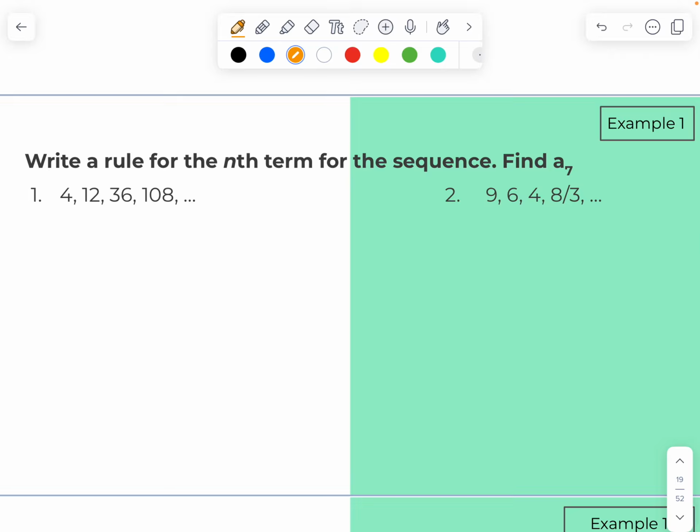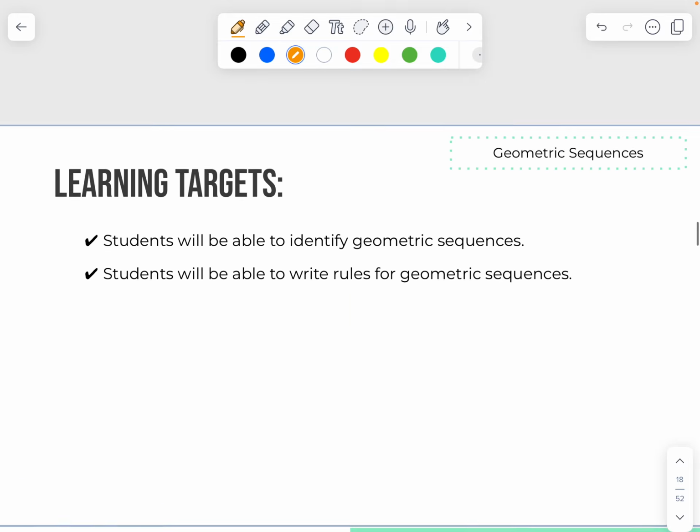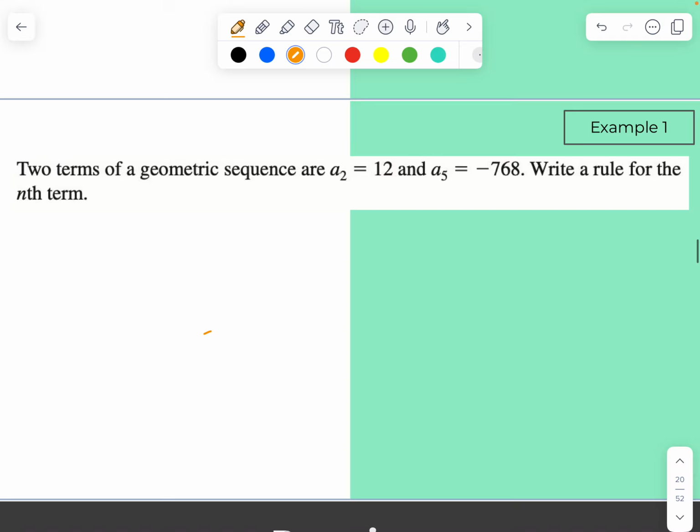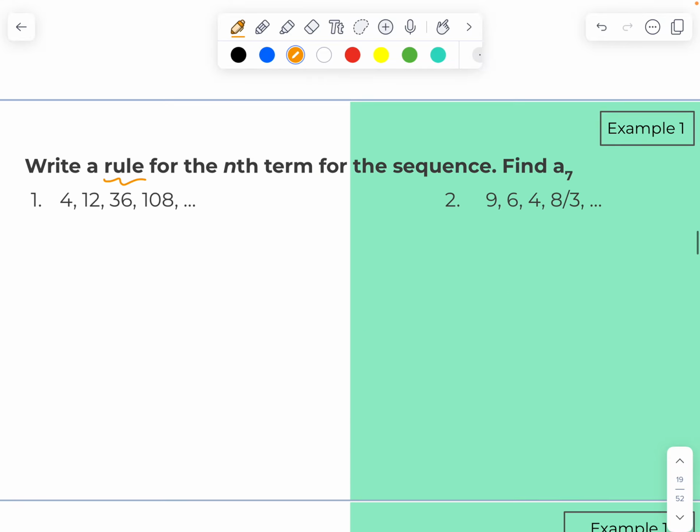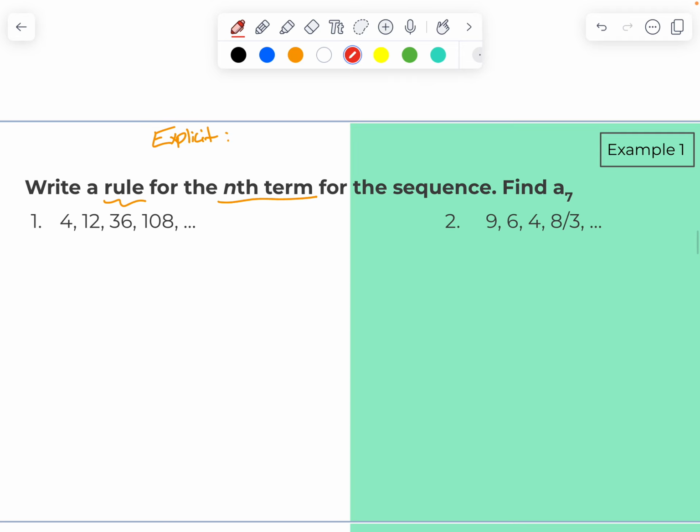Now, when we are asked to write a rule, did I skip over? I guess I'll write it on here. When we're asked to write a rule for the nth term of the sequence, if you remember the term explicit, this would be the same as writing an explicit formula, a rule for the nth term. And the explicit form of an arithmetic, going back to last week, was a sub n equals a sub 1 plus n minus 1 times d.